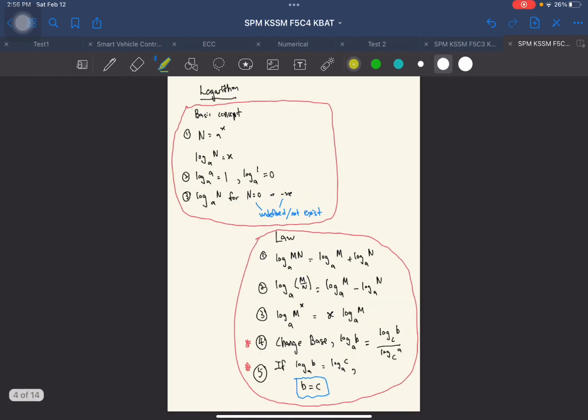Okay, so for logarithms, the basic concept is that you need to understand these 3 equations, where if n equals a power x, log n base a equals x, and log a base a is 1, log 1 base a is 0. Log n base a for n is 0 and n is negative is undefined, does not exist. Okay, and do make sure you are familiarized with all these laws. And the most important laws are the below 2, which are usually used in solving KBAT questions.